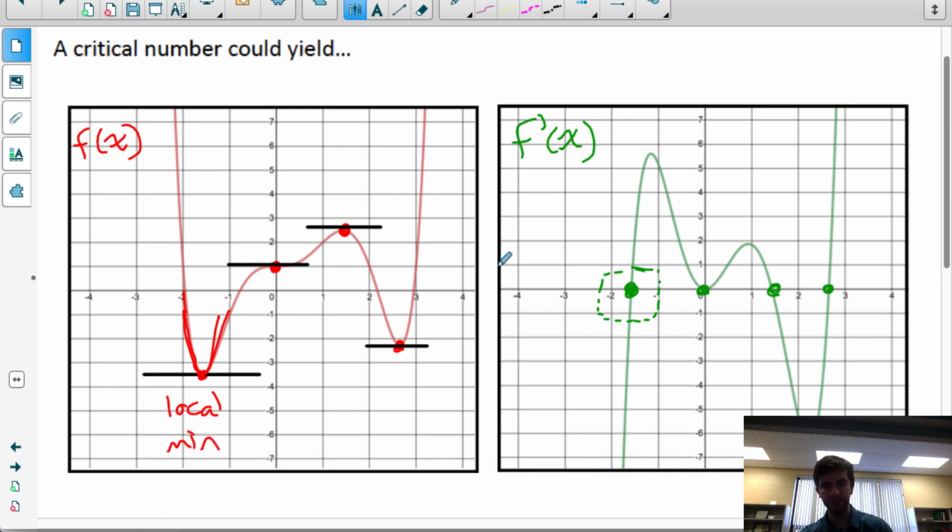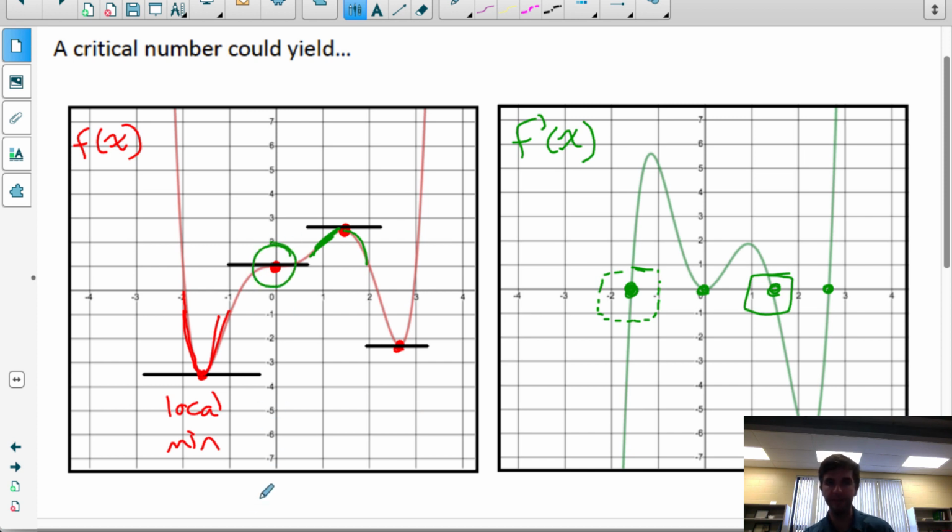Actually, let's do a local max point next. Let's look at this one now. Let's say it's 1.5 just to make things easy. So for x values before 1.5, the derivative is positive. So before 1.5, the original function is increasing. And then after 1.5, the derivative is negative, right? It's negative y values. That tells us the original function is decreasing. So the function goes from increasing before the critical number to decreasing after the critical number. That is going to result in a local max.